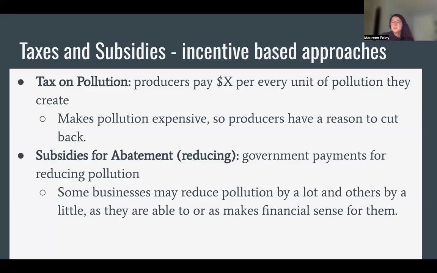And then you could have subsidies on abatement, which are government payments for reducing the amount of pollution that you produce. Now, some businesses may reduce pollution by a lot to take advantage of those government payments, but others might not be able to reduce their pollution very much, so they may only cut back a little or not at all. This leaves the decision on whether to reduce pollution up to the business. It depends on whether or not it makes financial sense for them.